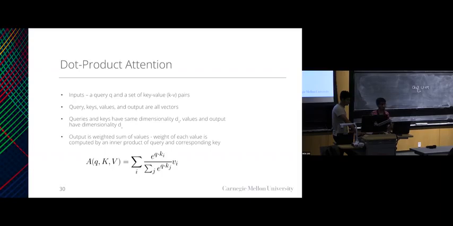Now I'll talk about the specific mathematics behind attention. One commonly used variant is dot product attention. You take a query and a set of key-value pairs, which are all vectors, and then you find the dot product of each query with the key, or the query with each key, and then apply a softmax function on that, and that gives you the weights that you should apply for each of the values.